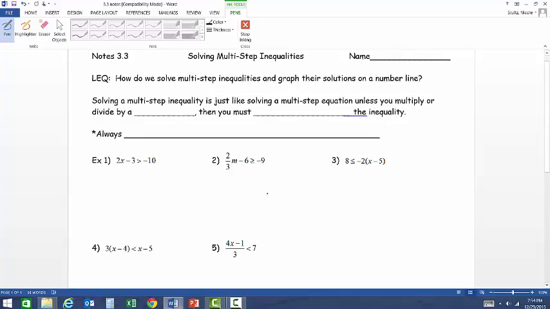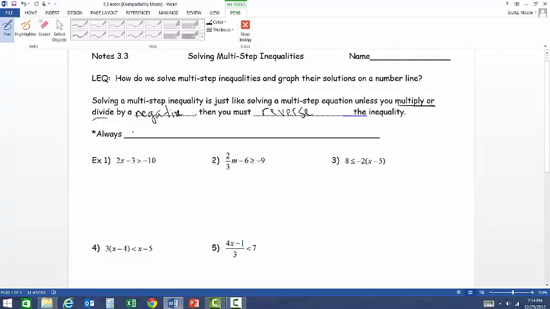You want to get the letter by itself. You want to know what's on the other side, numbers together, letters together, and so on. But keep in mind, if you multiply or divide by a negative number, then you must reverse your symbol, right? You have to flip it the other way.